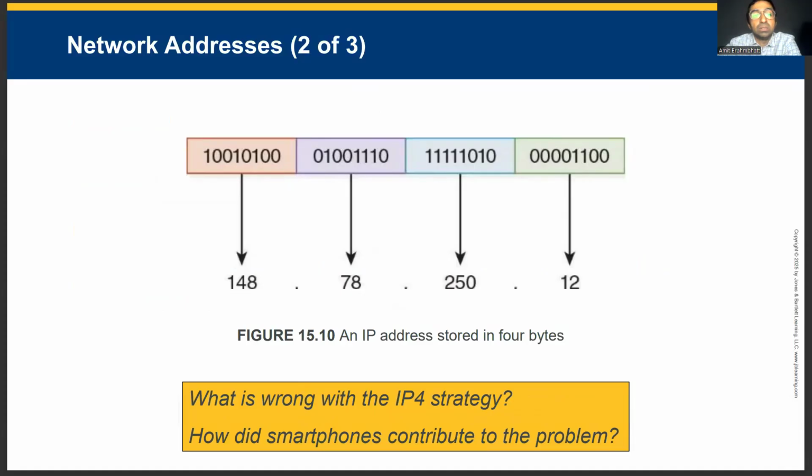Network addresses. This slide highlights IPv4 limitations. Because IPv4 uses only 4 bytes, it can support about 4.3 billion addresses. Nowhere near enough to cover smartphones, IoT devices, and global internet growth. Smartphones significantly accelerated the depletion of available addresses.